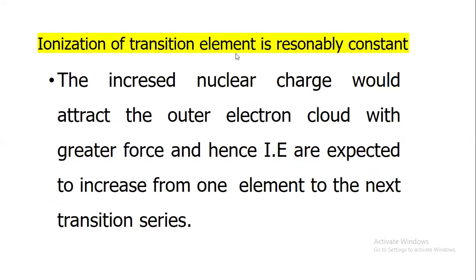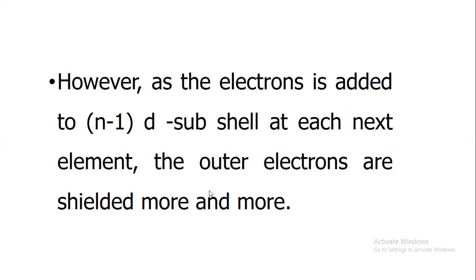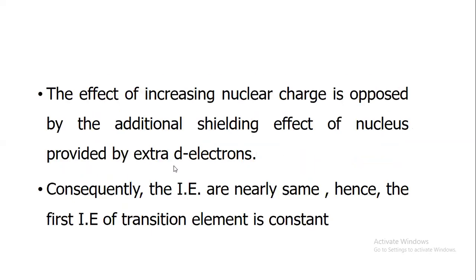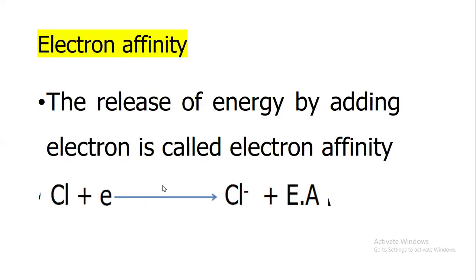Ionization energy of the transition elements is reasonably constant. The increased nuclear charge would attract the outer electron cloud with greater force, and hence ionization energy is expected to increase from one element to the next in the transition series. However, as electrons are added to the (n-1) d shell at each element, the outer electrons are shielded more. The effect of increasing nuclear charge is opposed by the additional shielding effect provided by the extra d electrons. Consequently, the ionization energies are nearly the same, so the first ionization energy in the transition series is constant.